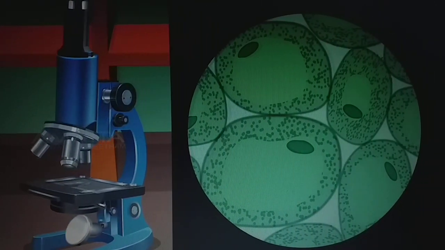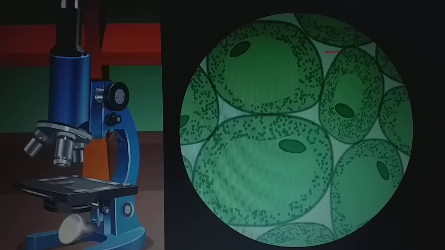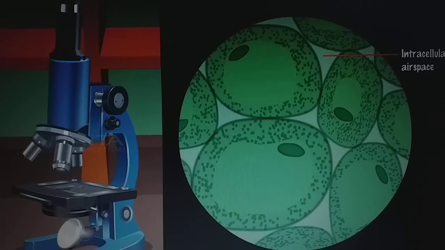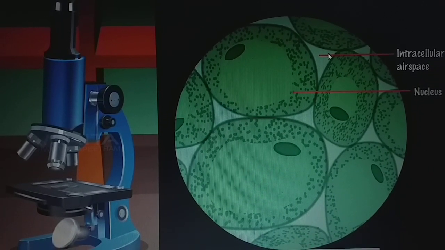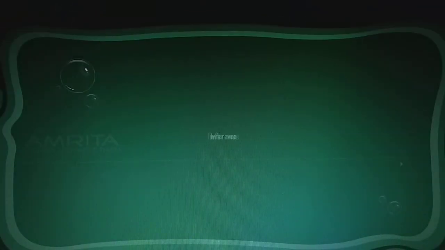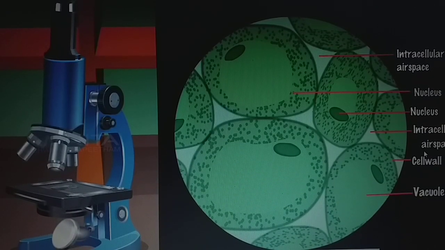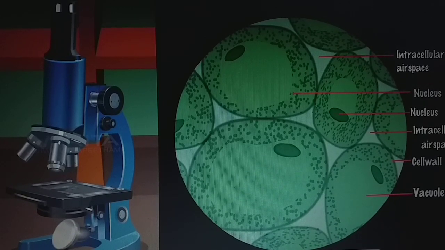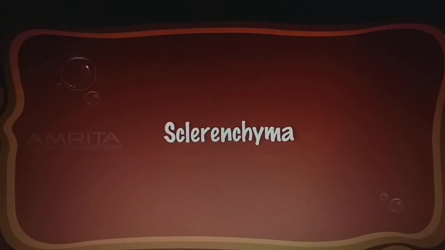When you see the parenchyma tissue under the microscope, you will find this type of tissue in which intercellular space is clearly seen. See here, these are the intercellular spaces. Nucleus is present, cell wall is present, that is made up of cellulose, and vacuole is there. Now inference. Intercellular space, nucleus, intracellular air spaces, cell wall and vacuole give the characteristic features of the parenchymatous tissue. And by seeing these characters you can identify it.